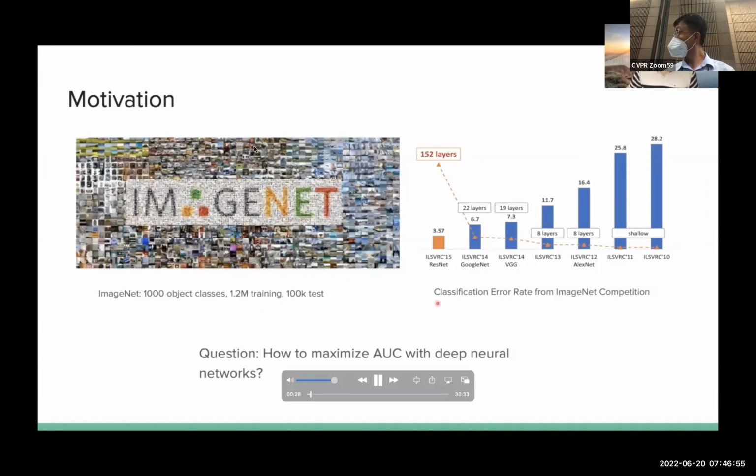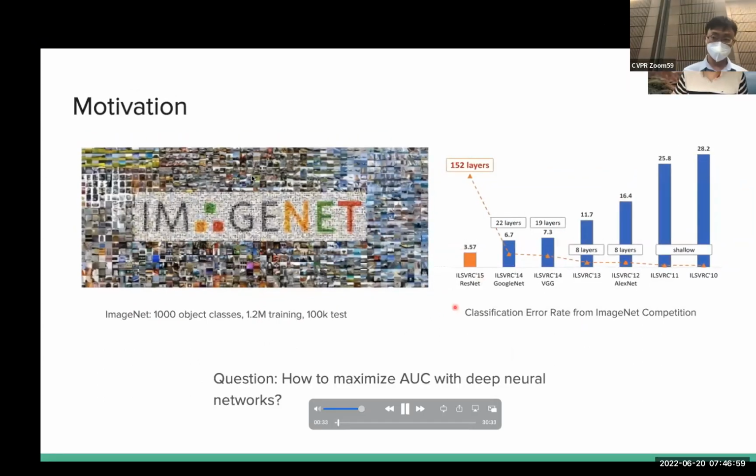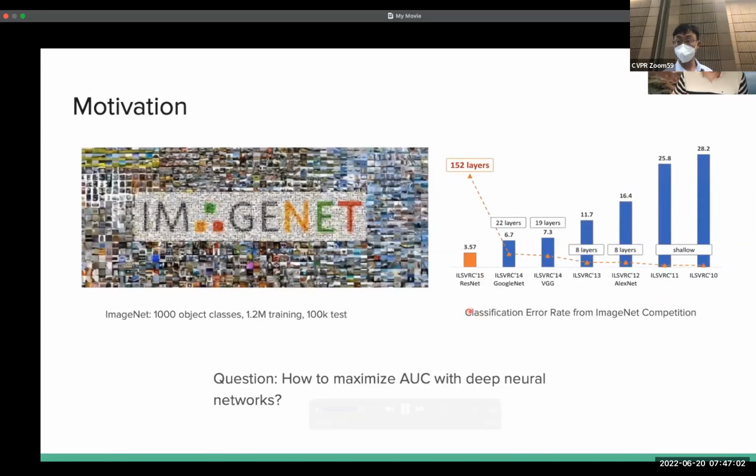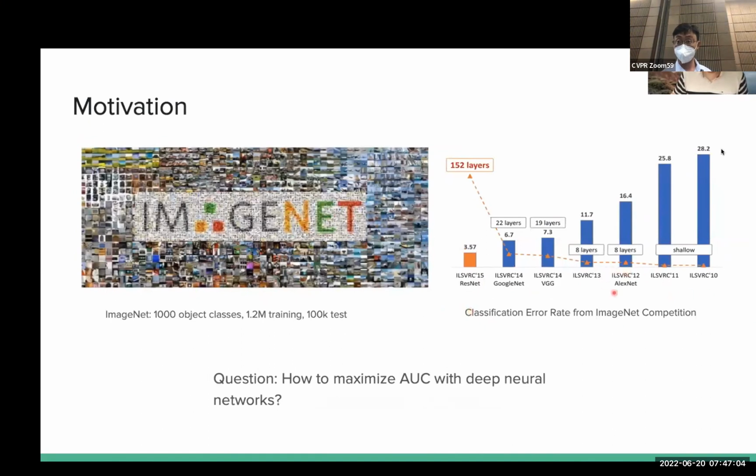And we know that deep learning achieves very good classification performance, right? For example, this picture shows the revolution of deep learning. After AlexNet, the deep learning performance becomes better and better as the layers become deeper and deeper. For example, GoogleNet has 22 layers, and then the residual net has 152 layers. They get deeper and deeper, but the performance gets better and better. So the question here is how can we maximize AUC with deep neural networks?